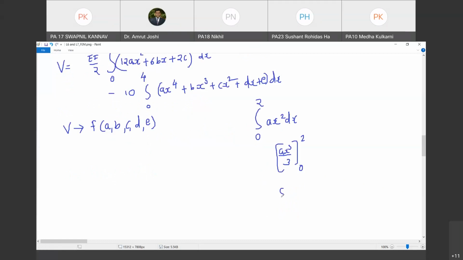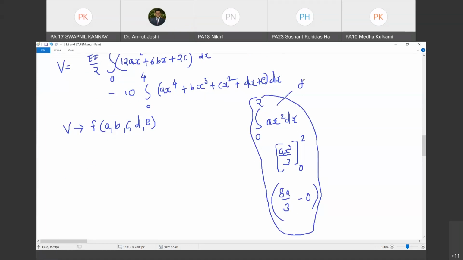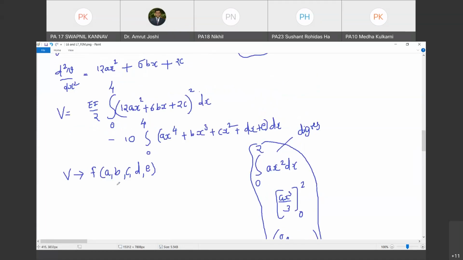So it is going to be 8a by 3. Happy? Yes, sir. Minus 0. Do you agree with me? Yes, sir. So the result was a function of a, not x. Agreed? Yes, sir. So this was a digression, just to prove my point. So therefore now v is going to be the function of a, b, c, d and e.